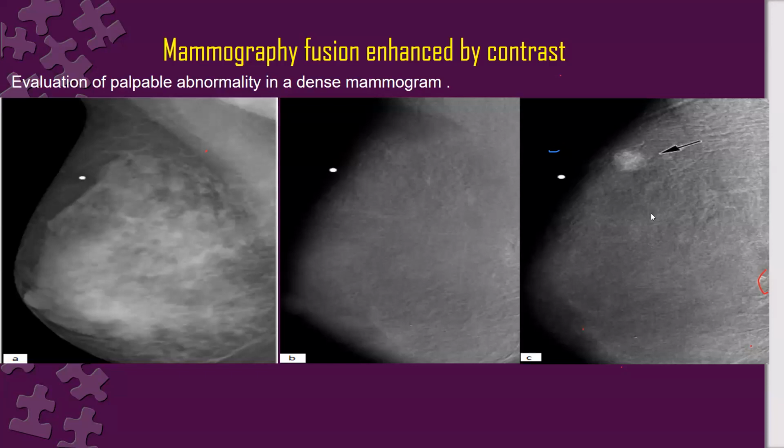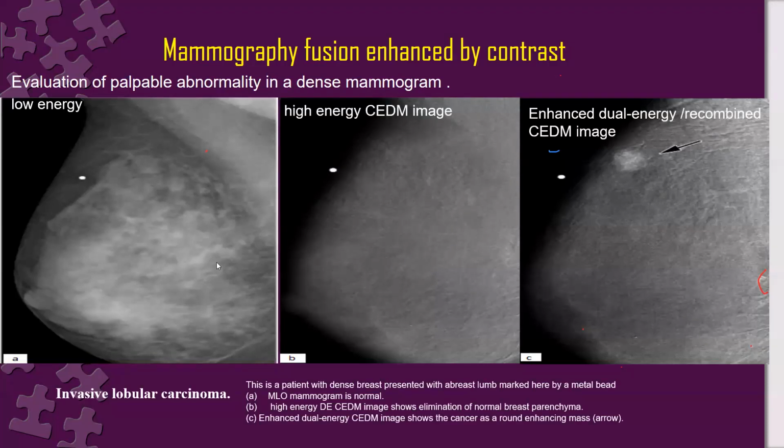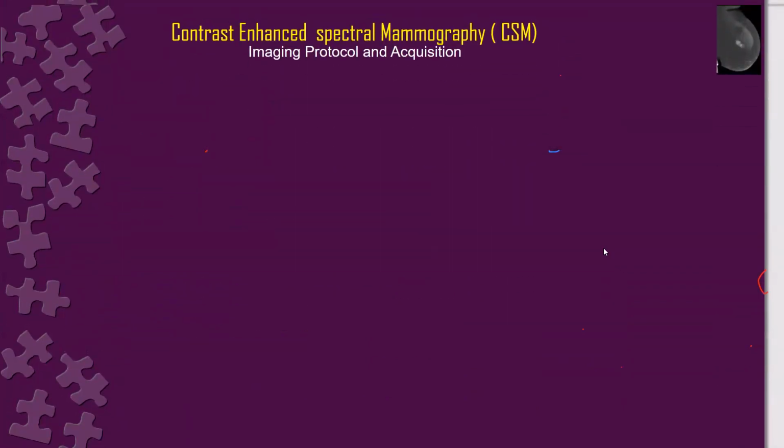Post-processing or recombined. This is low energy, high energy, okay? Low energy, high energy, and enhanced dual energy. And usually the high energy is non-interpretable. You see, the interpretable one is the combined or post-processed.